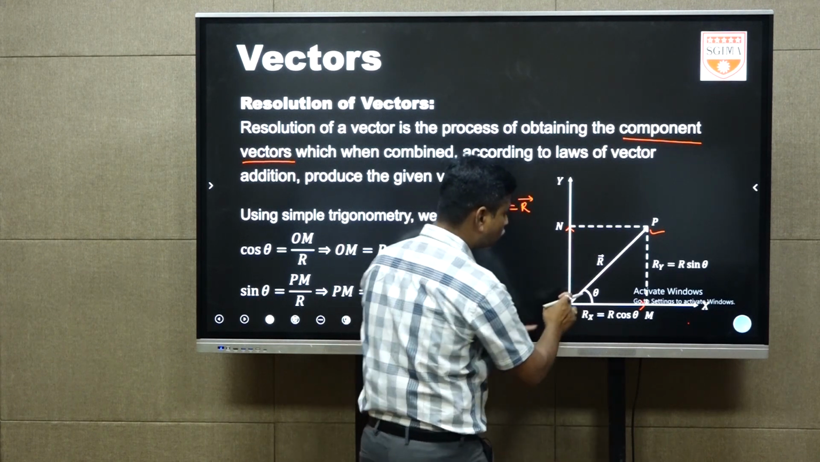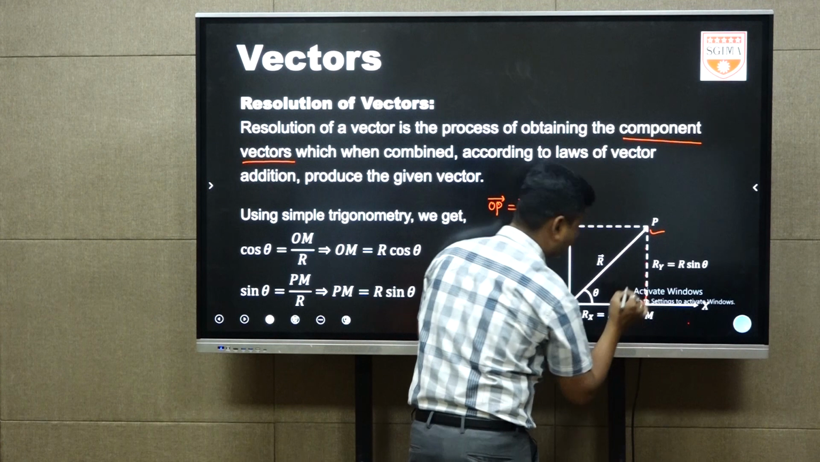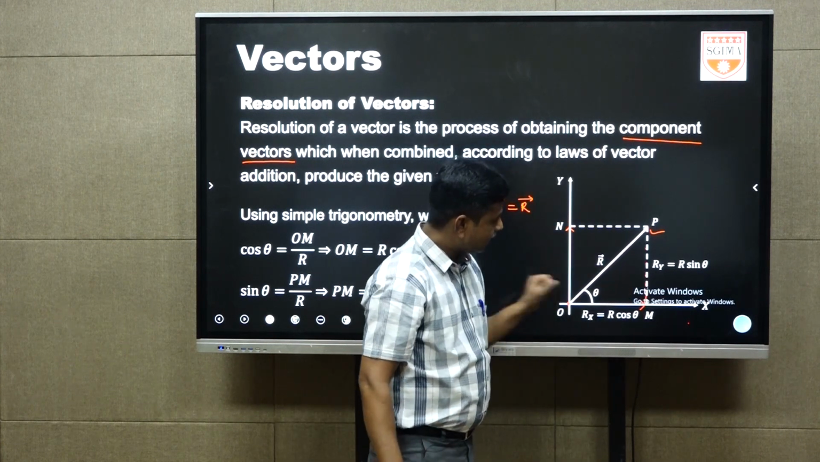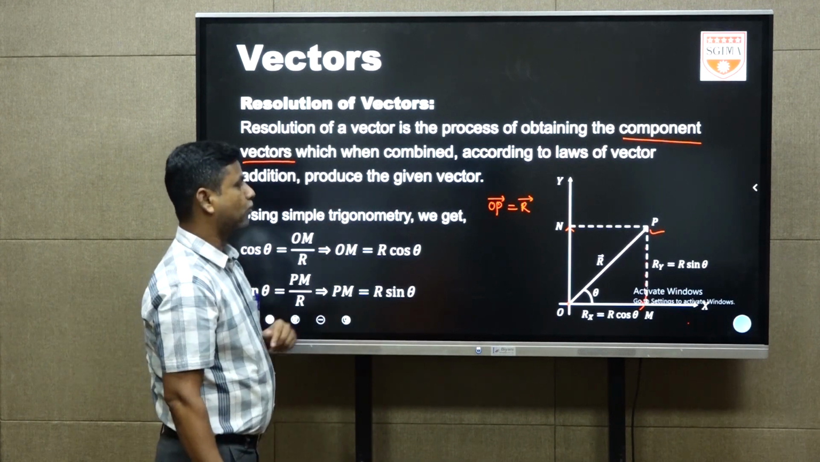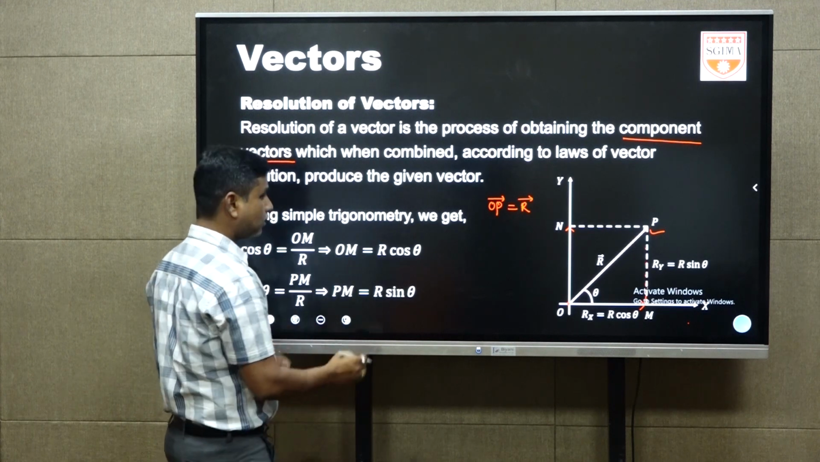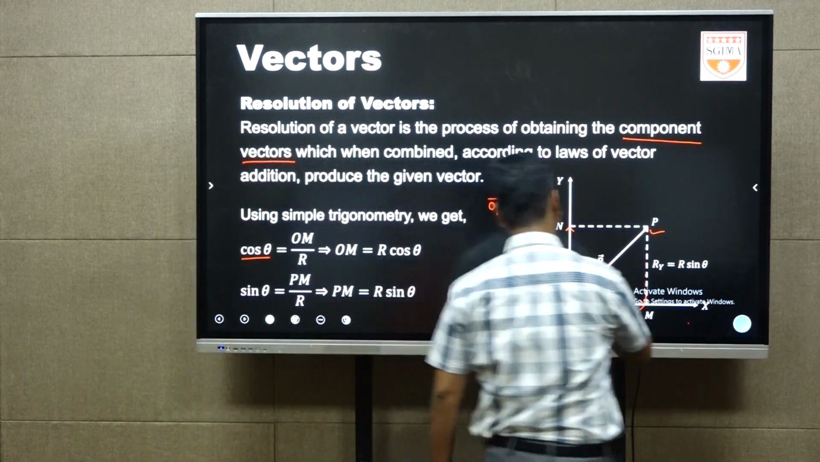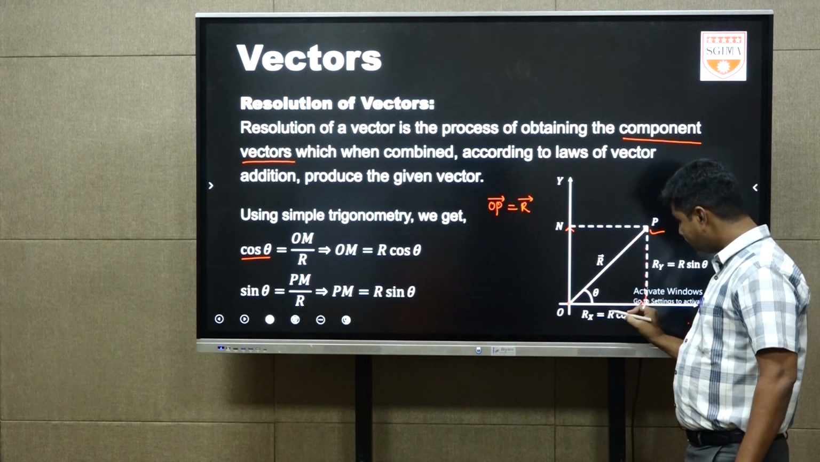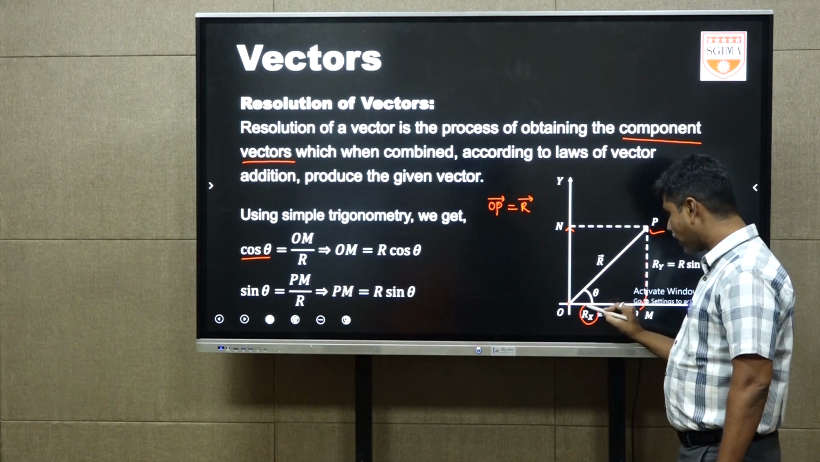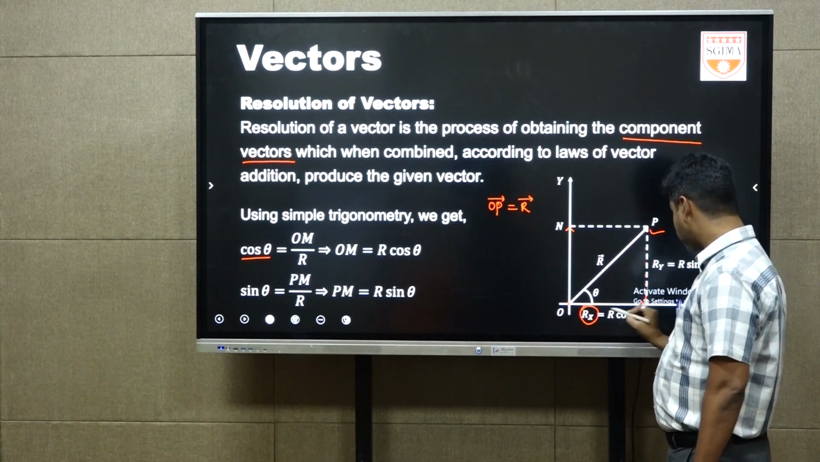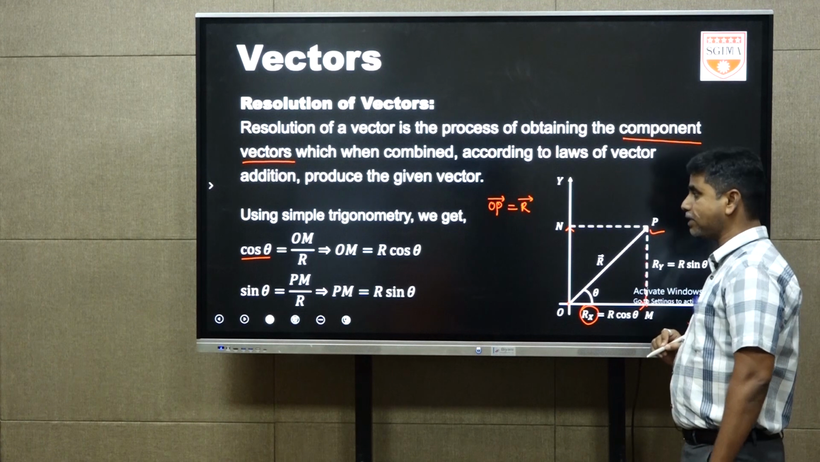From this R, you can make one right angle triangle. Observe the dotted line. Now I have the right angle triangle. From the right angle triangle you can use simple trigonometry, using first the cos function: cos theta equal to adjacent upon hypotenuse. What is the adjacent here? This adjacent is denoted with Rx. Otherwise you can take it as OM, because this point is M and this point is O.